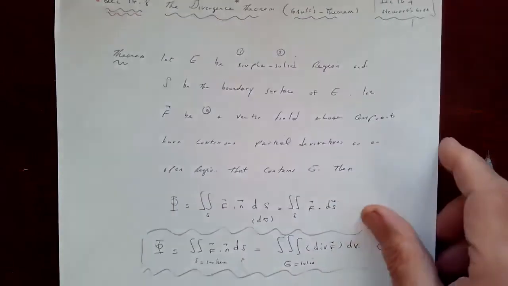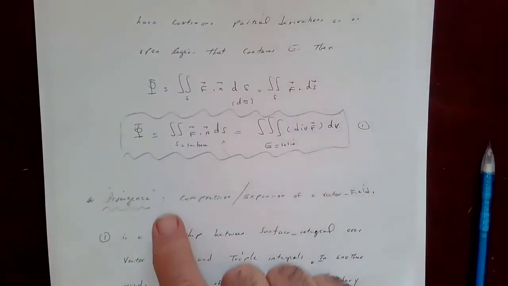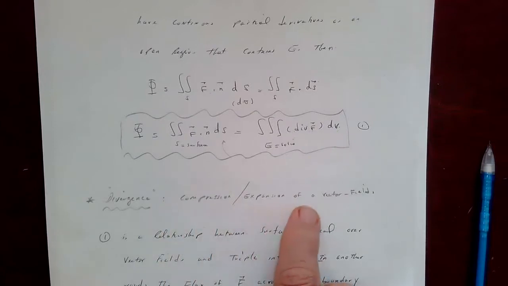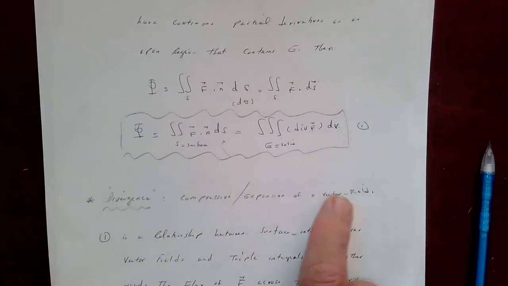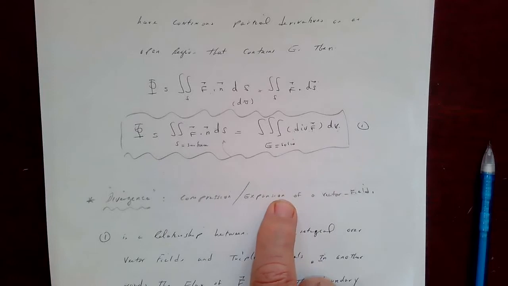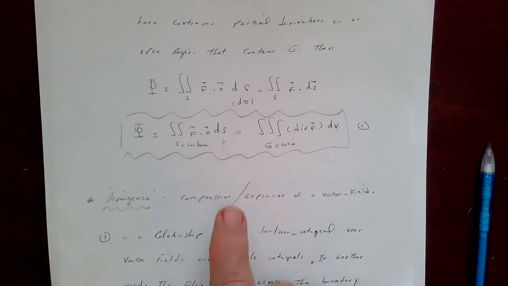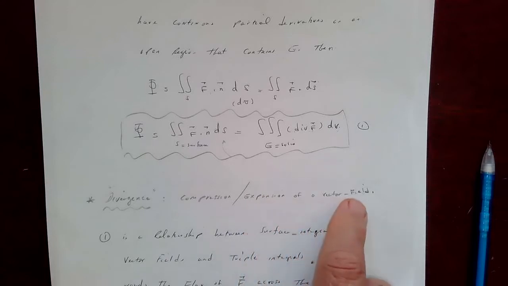The word divergence, basically it means compression or expansion of a vector field. I will elaborate on this momentarily, but let's make sure for now it's compression and expansion of a vector field.